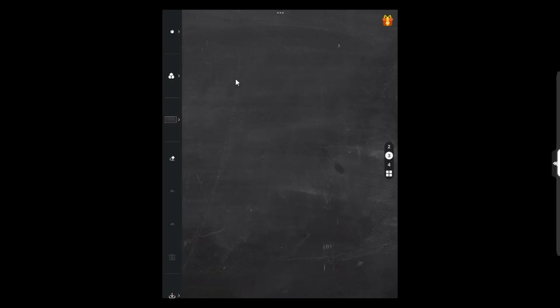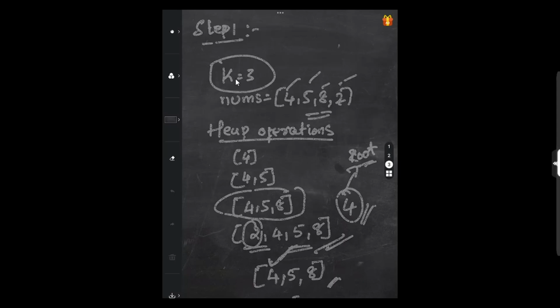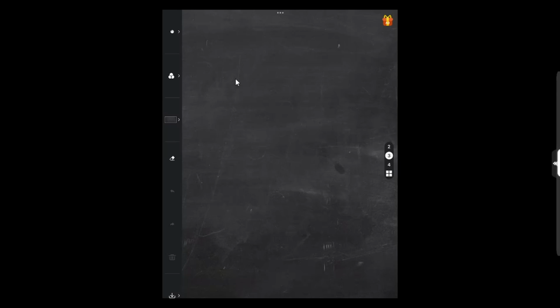Next, let's move on to the next step, nothing but what they have given in the question. This is for the kth largest, we have considered k equals 3 and 4, 5, 8, 2. Next, let's move on with the add, and let's move on with the element 3 here. Our process is nothing but step 2, right? So here we are adding 3. Element 3 we have to consider.